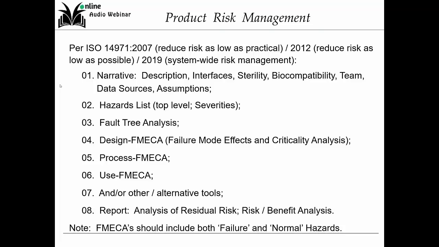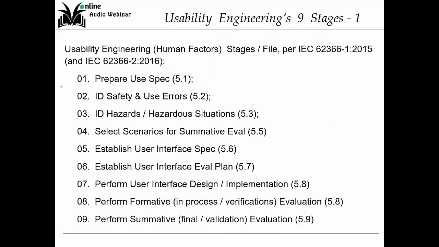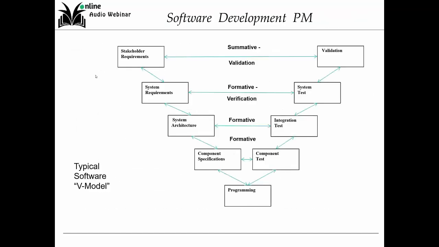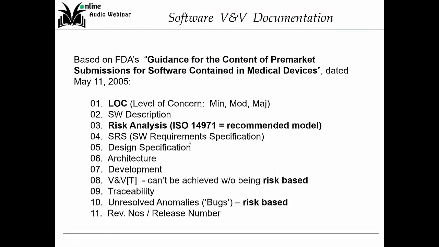Now 14971, if you're doing a risk management file. Now risk analysis you have to do with every new project, every new product, and every major change. Here they're laid out. Here's an example of software, the V model. Now with software documentation, you have to follow a guidance document if you're submitting something for FDA review.